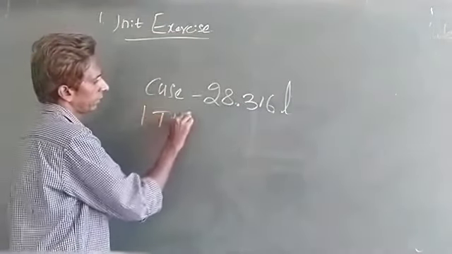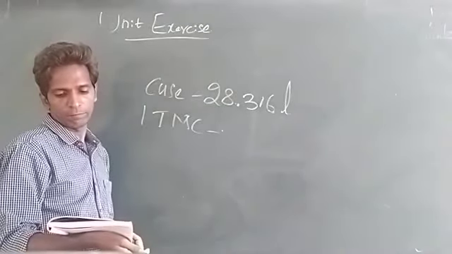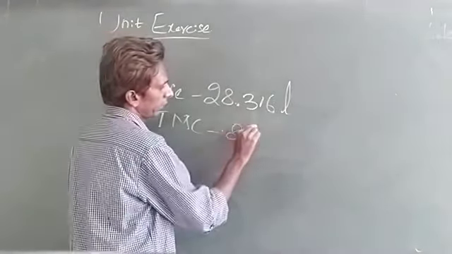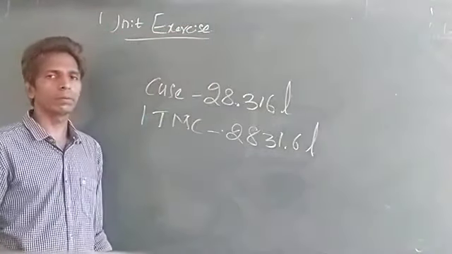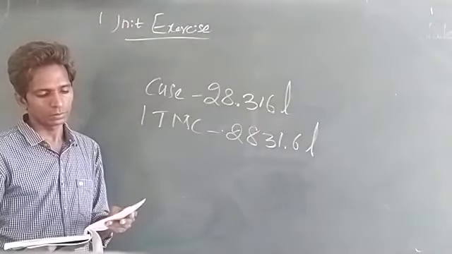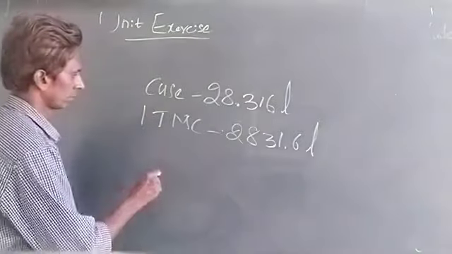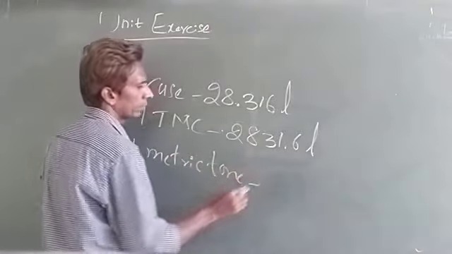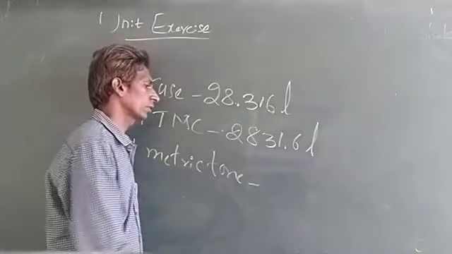So 1 TMC they gave. So 1000 million cubic feet. Now cubic feet, how many liters will there be? Same value, so 2831.6 liters. Next one, see, metric ton. Now metric ton means, 1 ton is equal to how many kgs? 1000 kgs.